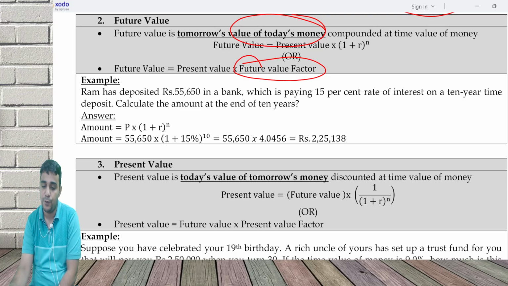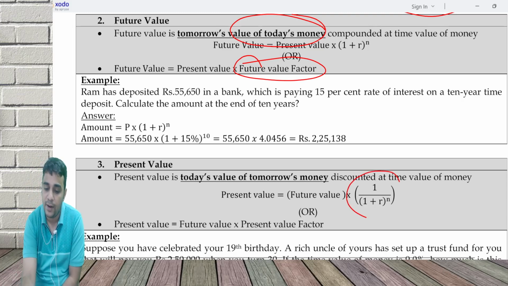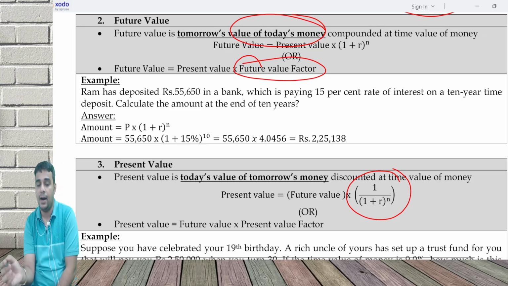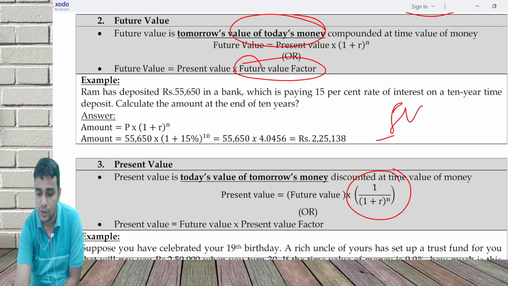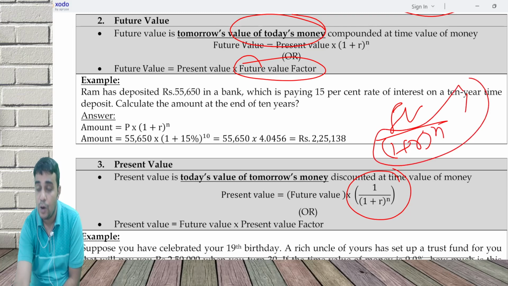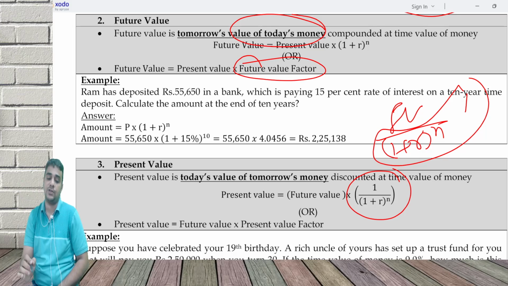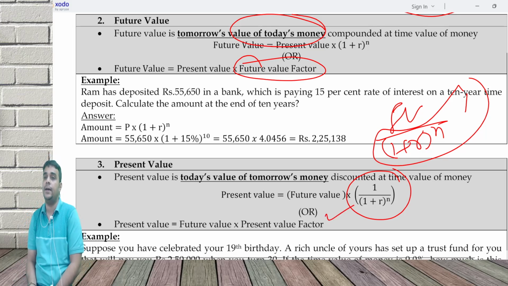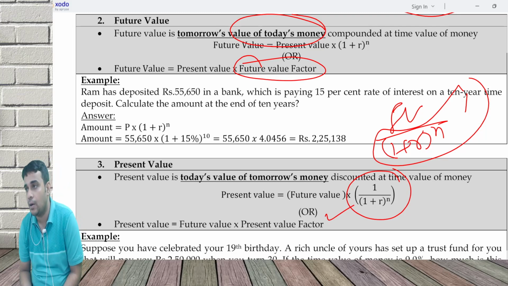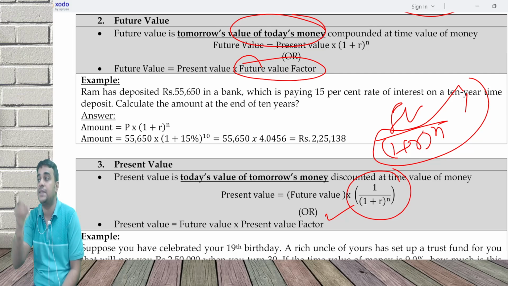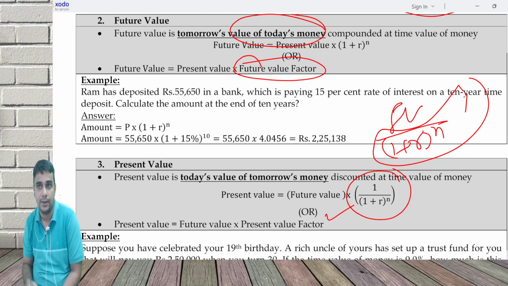Present value is equal to future value into 1 divided by (1 plus r) power n. Or in simple words, it is future value divided by (1 plus r) power n. I am writing this separately because 1 divided by (1 plus r) power n is technically called the present value factor. Like I showed you the future value factor tables, I'll show you present value factor tables later.